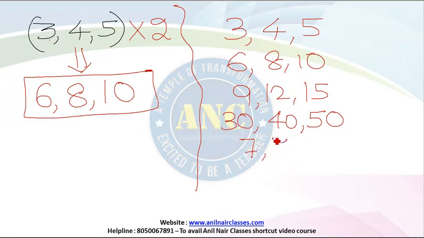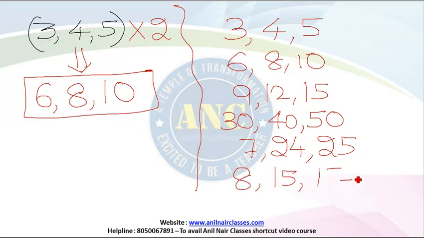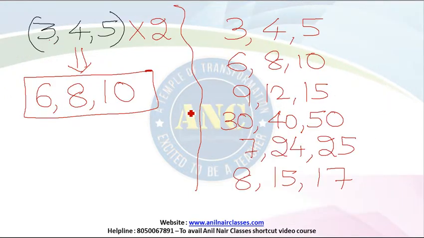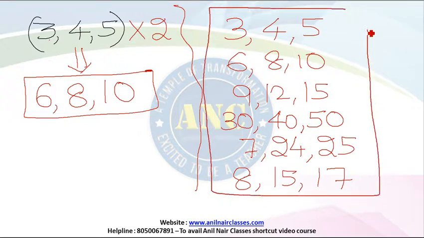7, 24, 25, I proved it, right? 7, 24, 25 is a Pythagorean triplet. Another is 8, 15, 17. Just now I proved this also, sir. 8, 15, 17, I proved it. 7, 24, 25. Like that, you can derive as many Pythagorean triplets as you want. There are no restrictions on how many Pythagorean triplets you need to know.